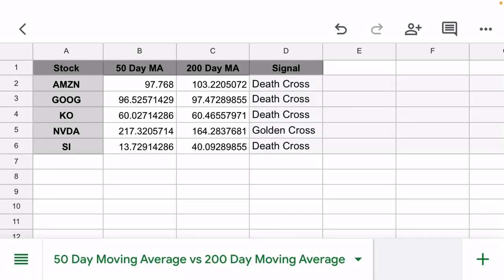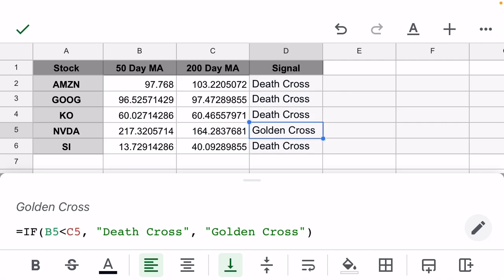I wanted to try and calculate the death cross and the golden cross that's used in stocks. Basically, if it's a death cross, the 50-day moving average is going to be less than the 200-day moving average. And if it's a golden cross, which is more of a buying opportunity, that's when the 50-day moving average is higher than the 200-day moving average.